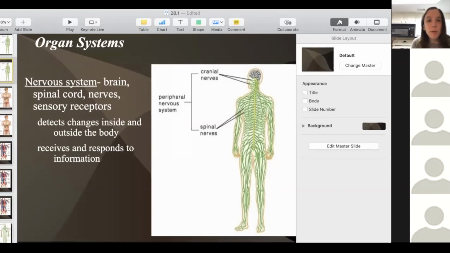Any questions today before we leave? Wait, so we do 1 through 5 tonight? No, do that tomorrow. We didn't finish 28.1 today, so we won't have homework tonight.